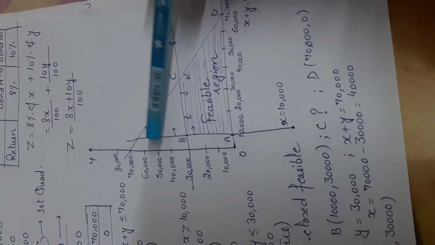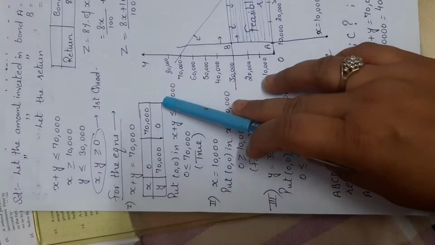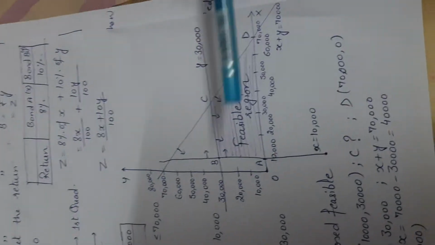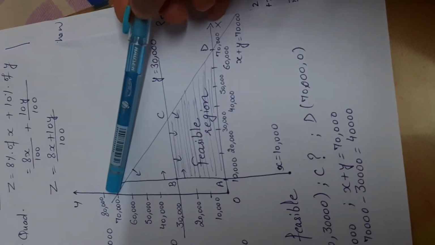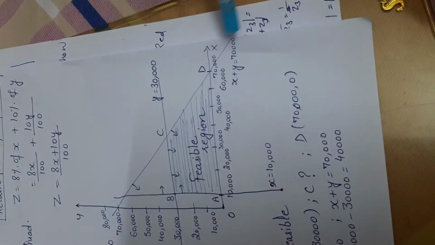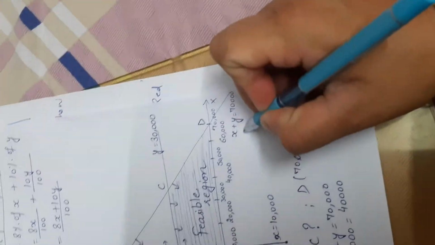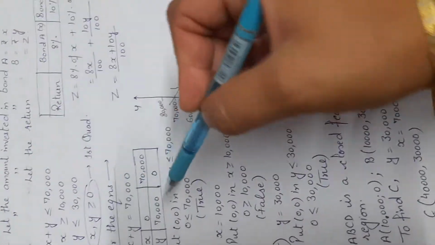Now we'll draw the graph. The very first equation is x plus y equals 70,000, and the points are 0, 70,000 and 70,000, 0. So we'll plot the points. I have taken a gap of 10,000. So here is 0, 70,000, and here it is 70,000, 0. After joining these two points, we get the line x plus y equals 70,000.